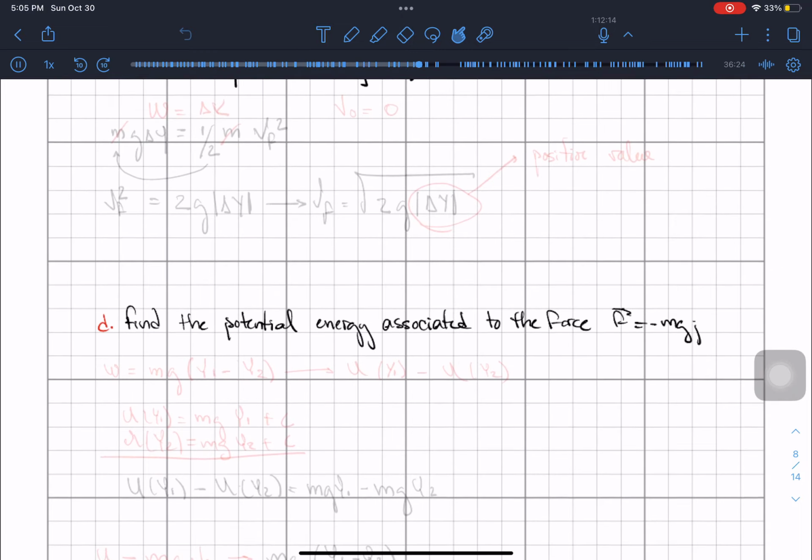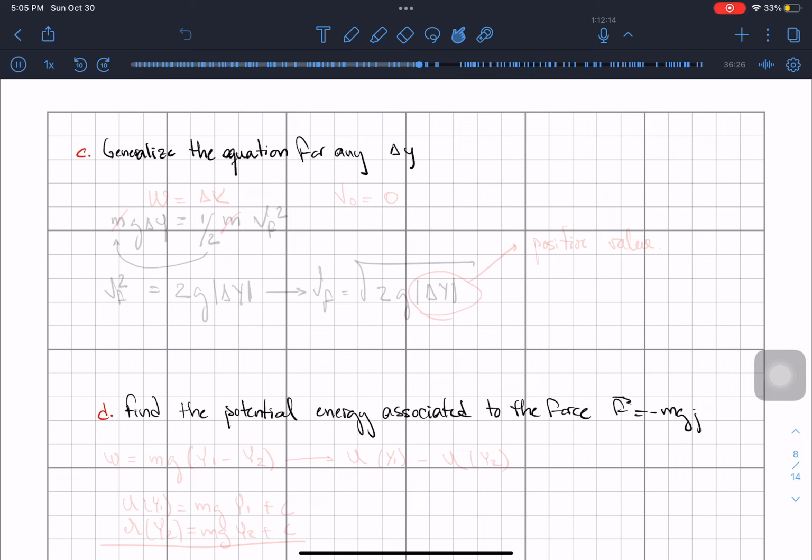So for part C of this problem, we have to generalize the equation for any delta y. And we're going to work with the equation of work in function of the variation of kinetic energy. In this problem, the work is the mass of the object times the gravitational force times the variation in height, which is delta y.